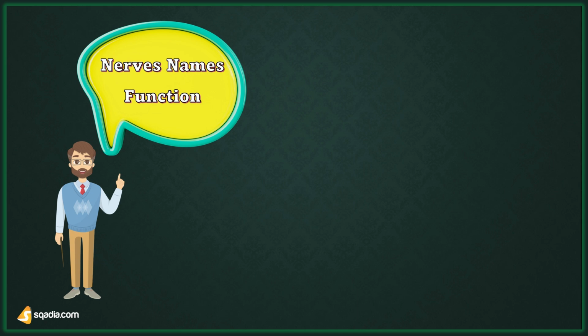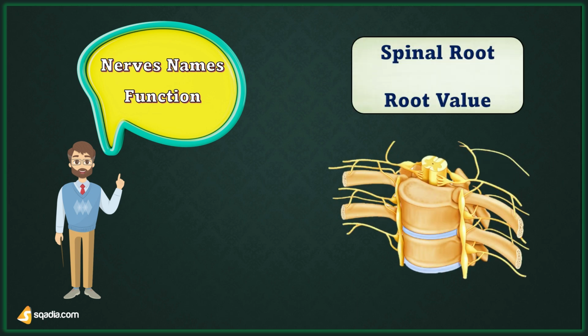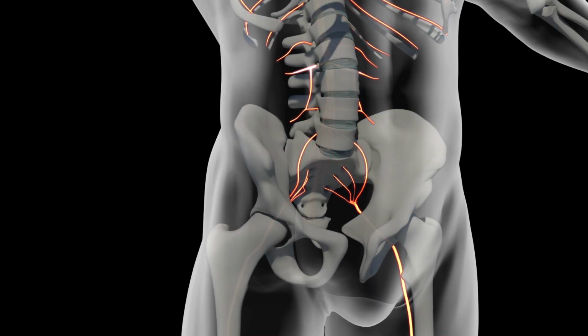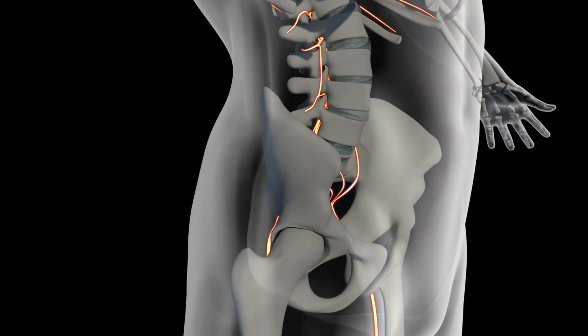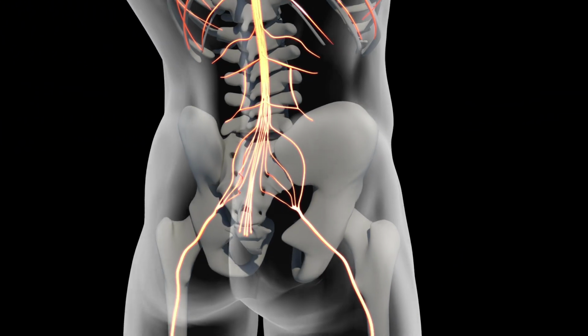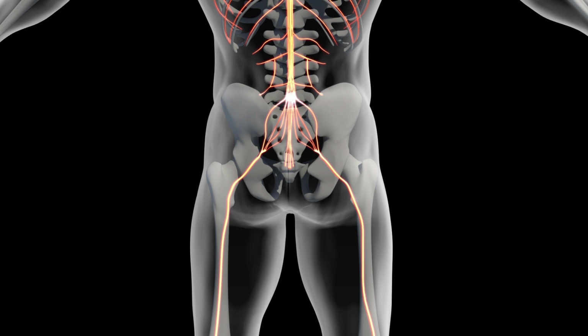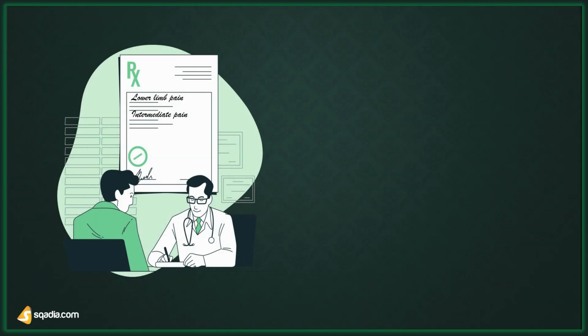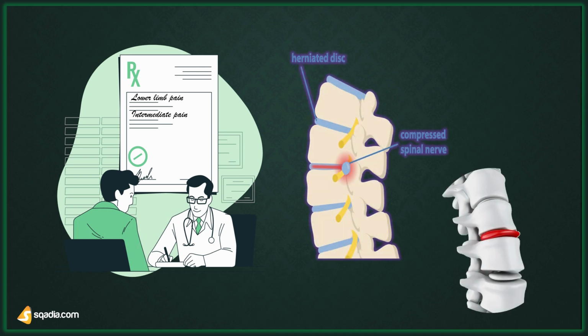When it comes to nerves, it's not just about their names and functions, but also their roots. The root value of a nerve tells us where it originates in the spinal cord and what type of fibers it contains. This is important because it can help us pinpoint the location of an injury or determine what types of functions may be affected. Knowing a nerve's root value can also be useful in diagnosing conditions like herniated discs. By identifying the affected spinal cord segment, we can plan appropriate treatments.